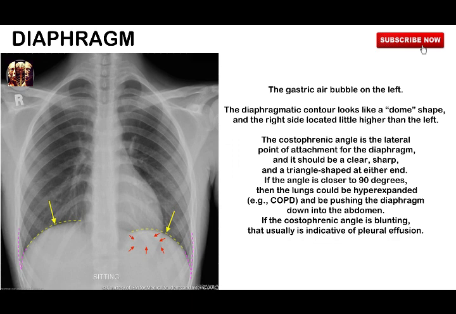The costophrenic angle is the lateral point of attachment for the diaphragm, and it should be clear, sharp, and triangle shaped at either end. If the angle is closer to 90 degrees, then the lungs could be hyperexpanded, e.g., COPD, and be pushing the diaphragm down into the abdomen. If the costophrenic angle is blunted, that usually is indicative of pleural effusion.